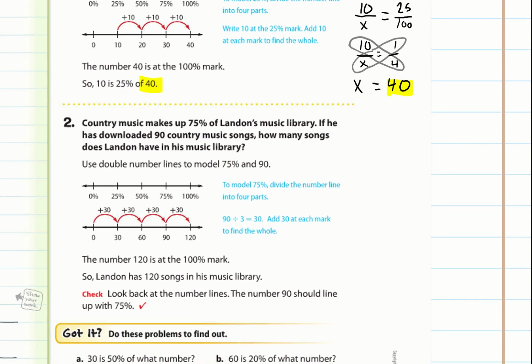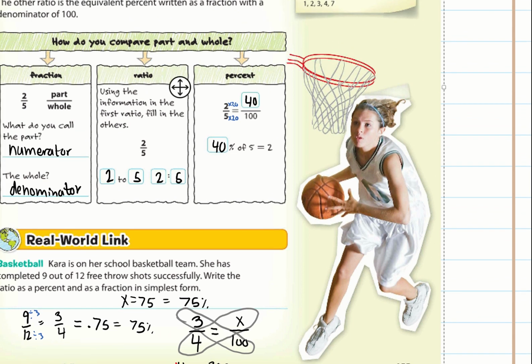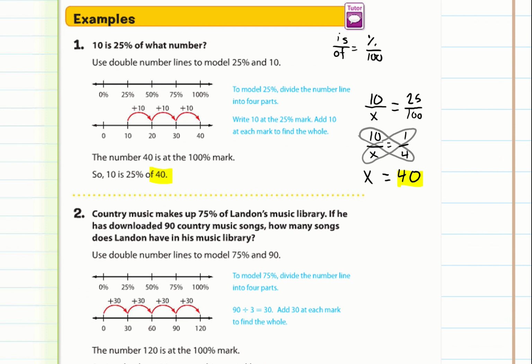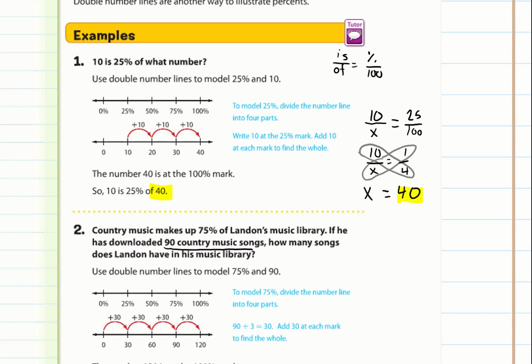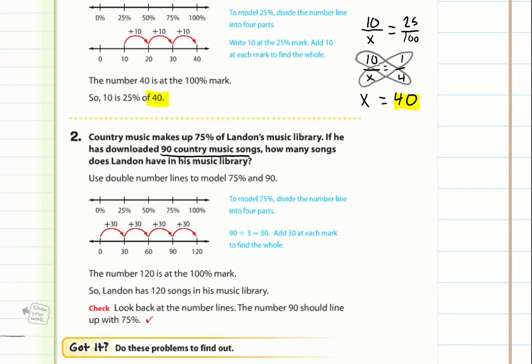So number 2, country music makes up 75% of Landon's music library. If he has a total downloaded 90 country music songs, how many songs does Landon have in his music library? So remember when we go back to the top, it says part and the whole. In this case, he says he has downloaded 90 country music songs. So this is going to be the part, because country is 75%. We're only focusing on the country songs. So the total songs we don't know.